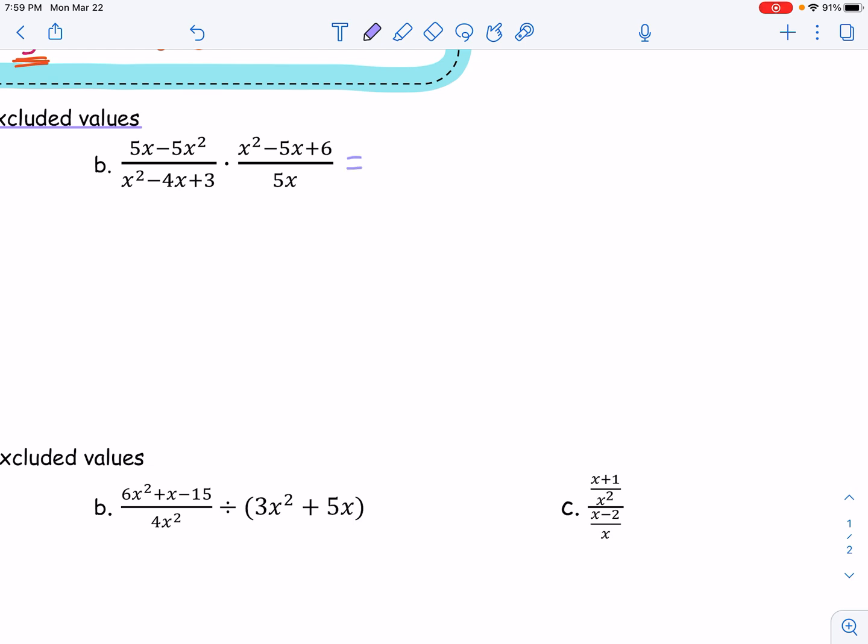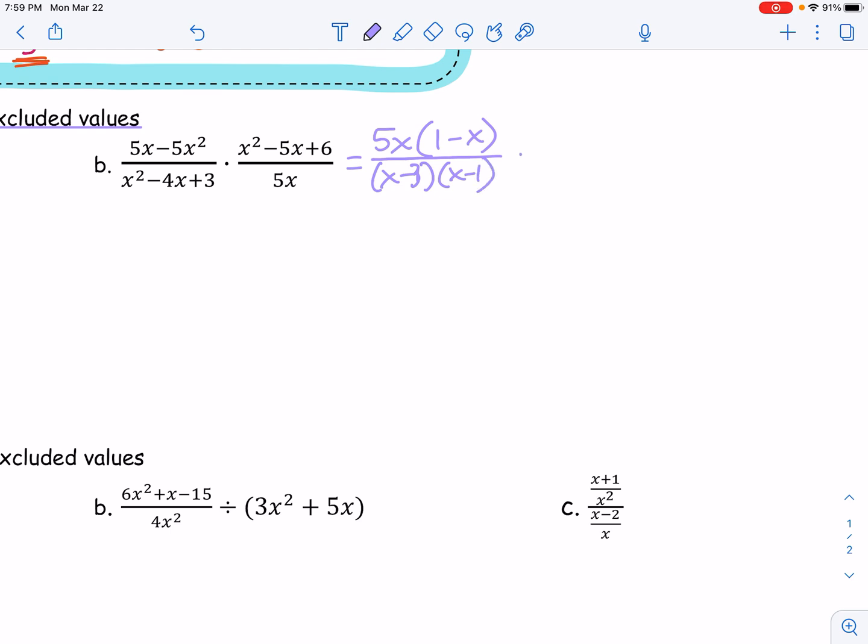So in the first fraction or rational function, I know that there's a GCF of 5x, leaving me with 1 minus x over x squared minus 4x plus 3. So I need factors of 3 that add up to negative 4. So that's going to be a negative 3 and a negative 1. Okay.